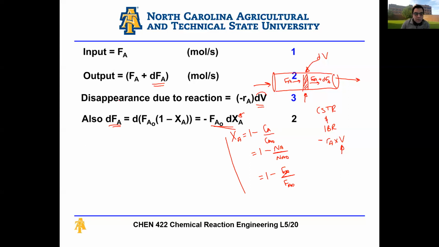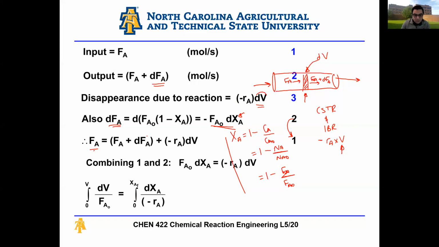So now, combining these three expressions, I get in, which is FA, is equal to out, FA plus dFA, plus my disappearance, which is minus RA dV. Next step, I'm going to substitute this equation into this equation to get rid of dFA. So if I do this, I'm going to get FA0 dXA is equal to minus RA dV.